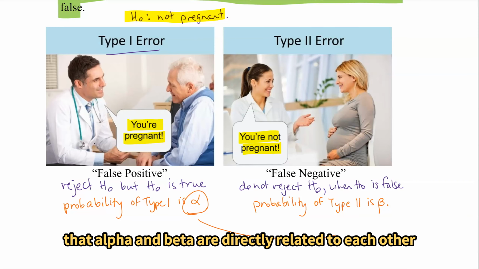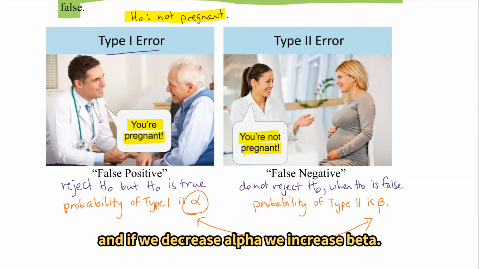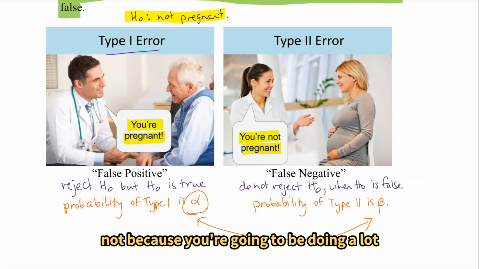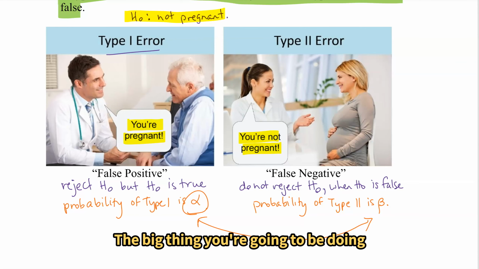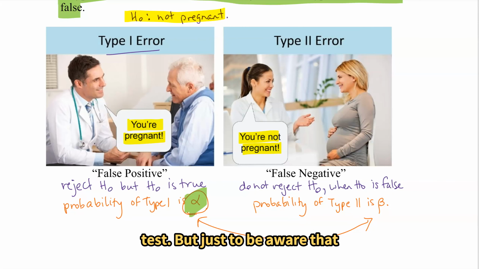It does turn out that alpha and beta are directly related to each other in the sense that if we increase alpha, we decrease beta, and if we decrease alpha, we increase beta. So we have a very fine balance between the two probabilities in the testing. Now, I say all this not because you're going to be doing a lot with these probabilities. The big thing you're going to be doing is picking alpha for your hypothesis tests.